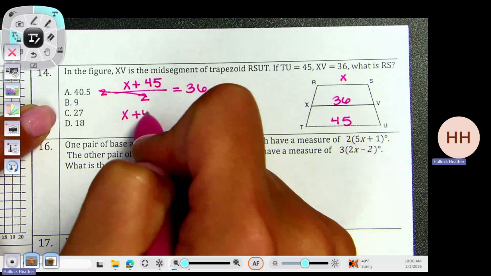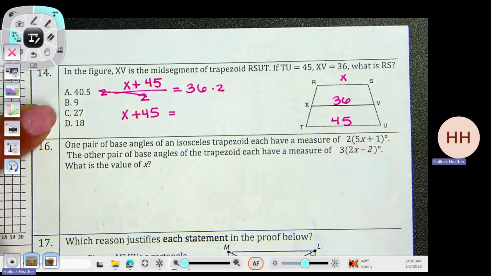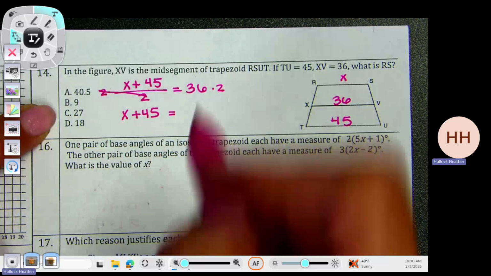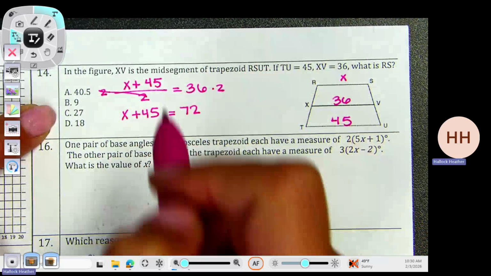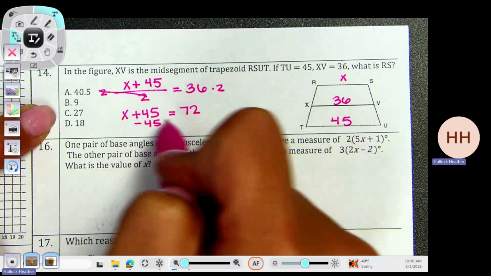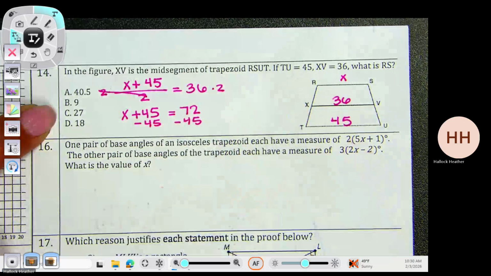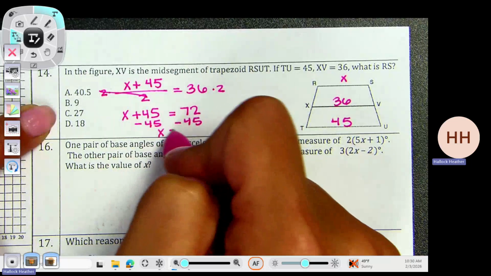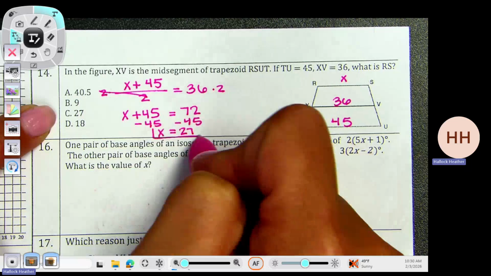X plus 45 equals 72. Now I'm going to minus 45 from both sides. X equals 27.